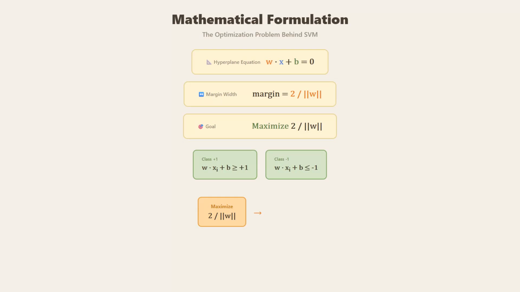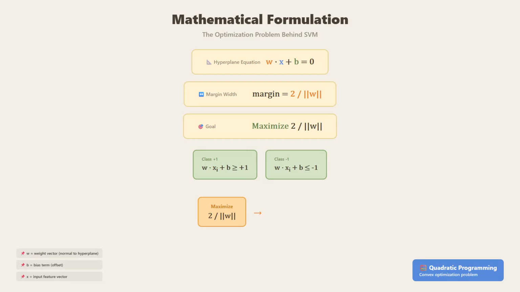Points on one side where w.x plus b is greater than or equal to 1 belong to class positive 1. Points on the other side where w.x plus b is less than or equal to negative 1 belong to class negative 1. Now here's the key insight about the margin.